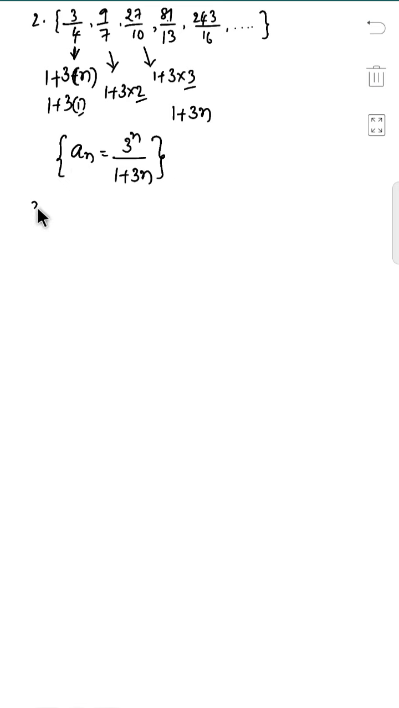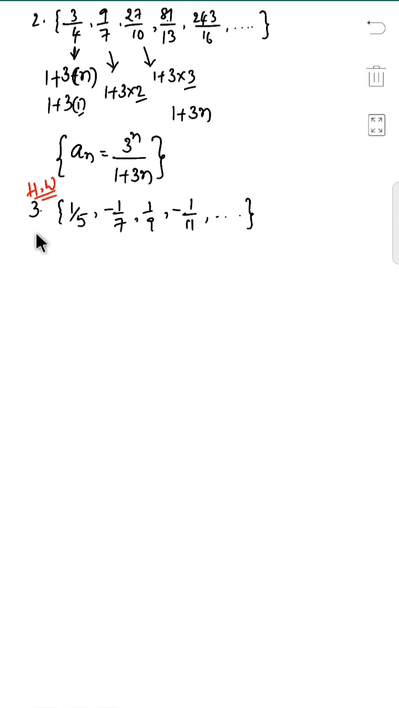Okay, if you want some other example, we can have that. Let's take one, you try this one. Find the general term of this sequence: 1 by 5 minus 1 by 7, 1 by 9 minus 1 by 11, and so on. You can take this as homework.